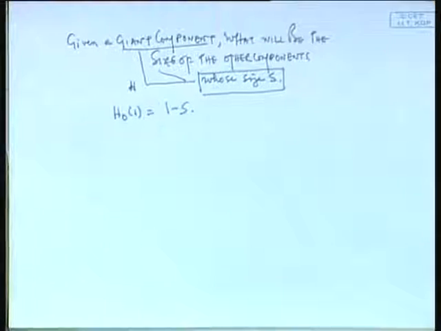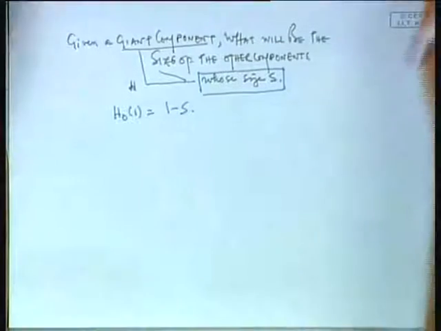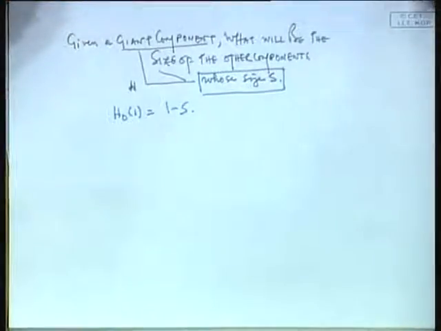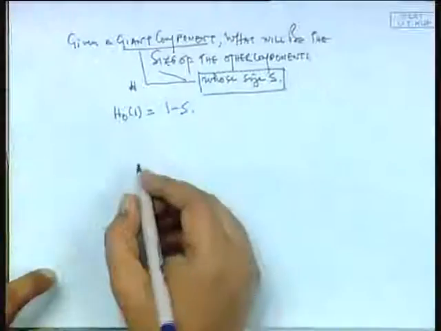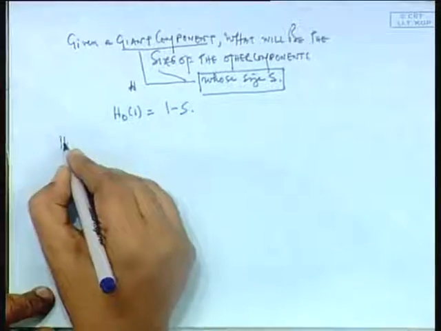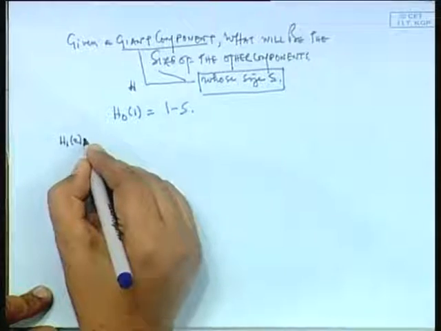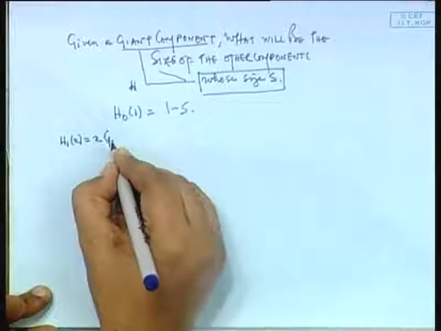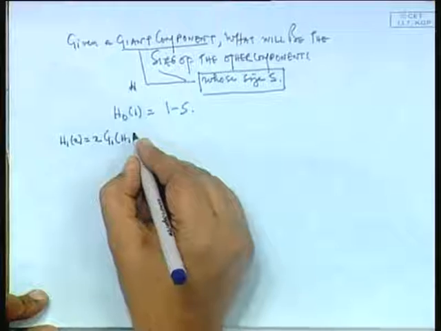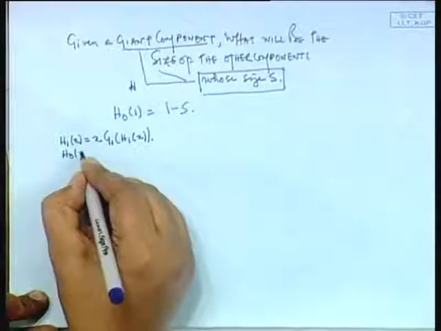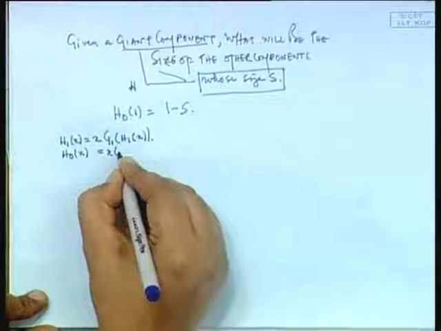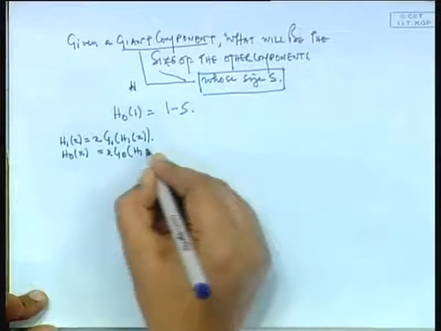Okay. So, come back to these two equations again, two master equations. I think I will write it for you once more: let H 1 x be equal to x G 1 H 1 x and H 0 x is equal to x G 0 H 1 x.